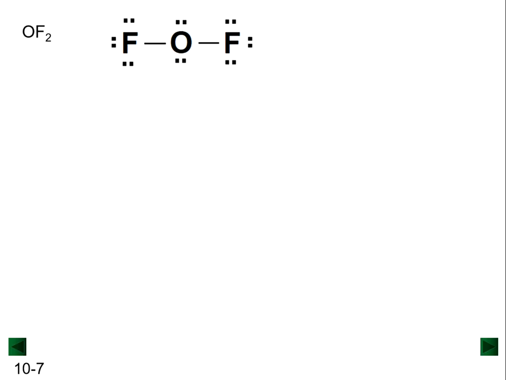Oxygen is the central atom. You can count up electron groups around that central atom, and you should come up with 4. That's the number of electron groups around the central atom. That's from 2 lone pairs and 2 single bonds.